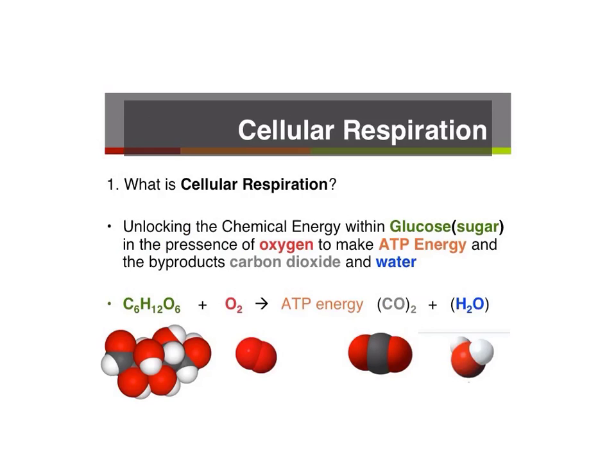Plants and animals use this energy and glucose to perform cellular respiration. Cellular respiration is unlocking the chemical energy that's within glucose, in the presence of oxygen, to make ATP energy. Along with that, the byproducts carbon dioxide and water are also produced.